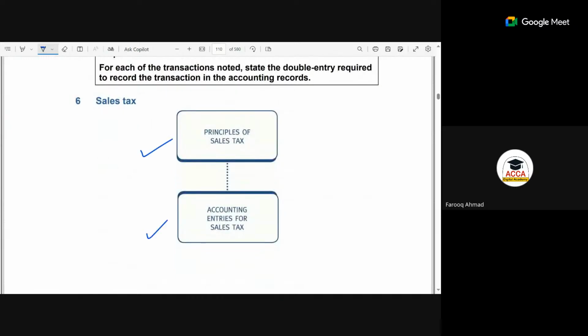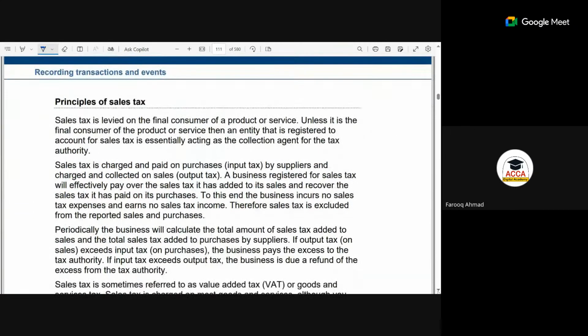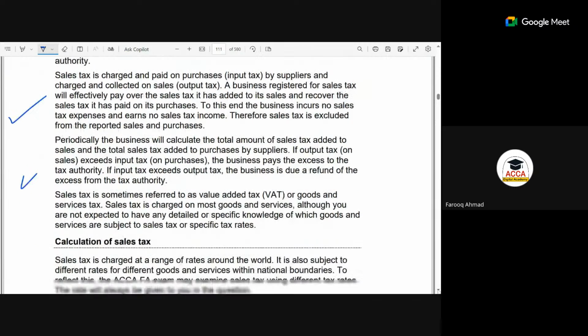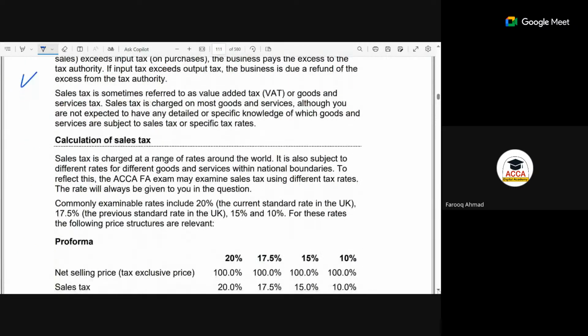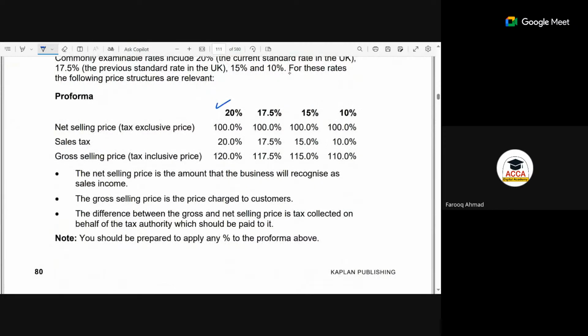Principles of sales tax and accounting entries for sales tax. This is the easy part. Just go through the particular sales tax and how it is treated. They have mentioned it according to the UK taxation point of view, and explained it over here. The pro forma has a 20% sales tax, 17 and so on. These are the different slabs, and net selling price exclusive.